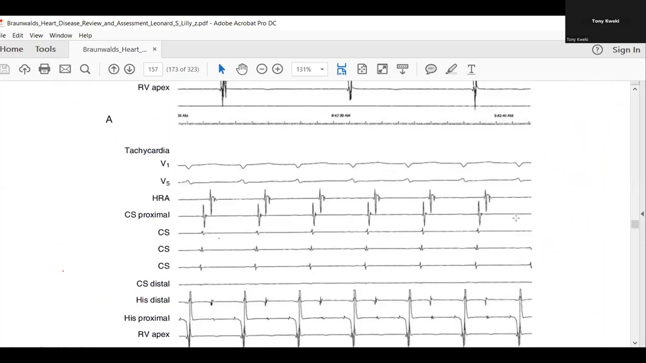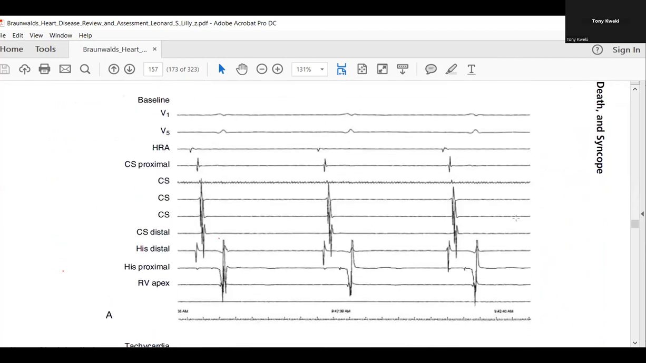Okay, so we see that there is a baseline intracardiac electrogram, and then of course one where there is tachycardia. We basically have V1 and V5. Like we said, there is usually a complementary surface ECG so that it can give us context when we are dealing with the intracardiac electrograms. And then we see the HRA, the high right atrium, which is where the lead is placed.